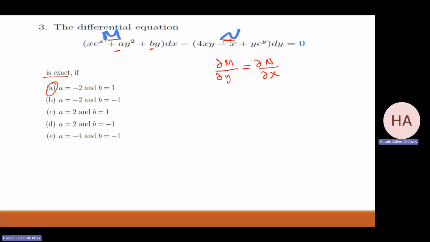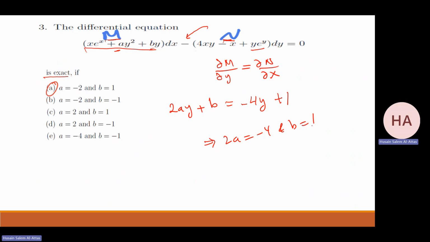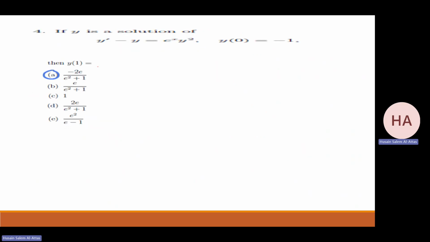Do the calculations. I have 2ay plus b. I'm doing here the derivative with respect to y. Don't forget the minus sign. Here I'm doing the derivative with respect to x. So I have minus 4y plus 1. This one will be 0. So very clear. I have 2a equals minus 4 and b equals 1. So a equals minus 2 and b equals 1. Very clear, very easy. Okay.